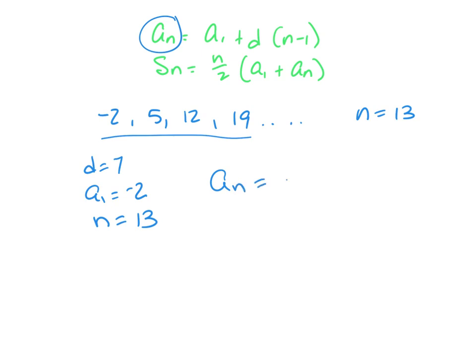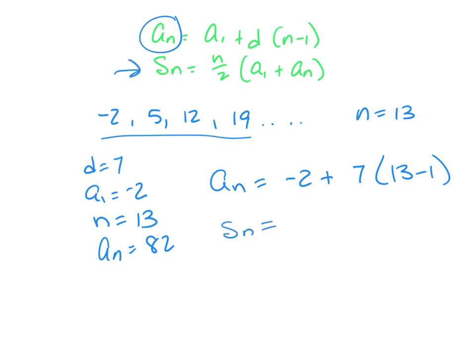AN equals -2 plus 7 times 13 minus 1. So AN is 82. And now we plug it into this formula. SN equals 13 divided by 2 times -2 plus 82. So SN equals 520.